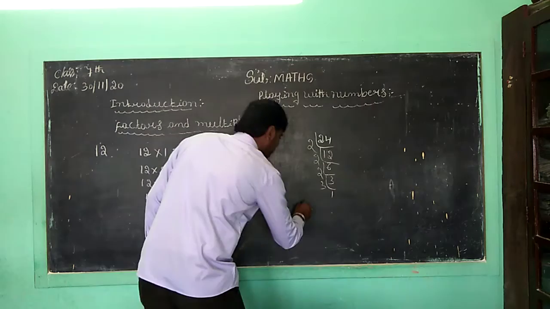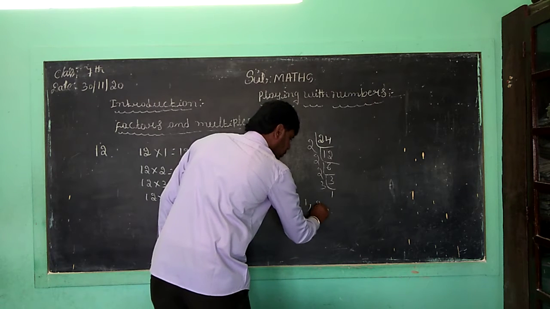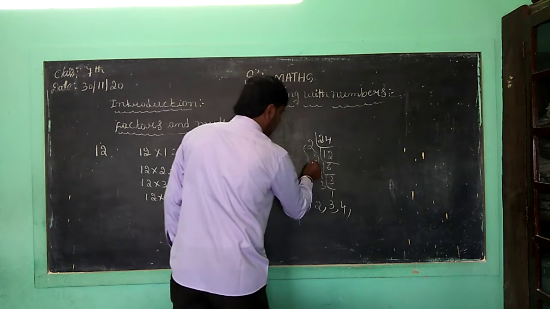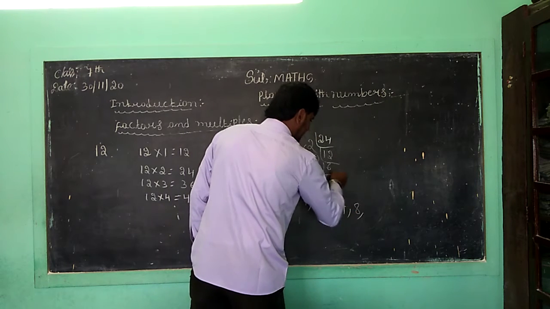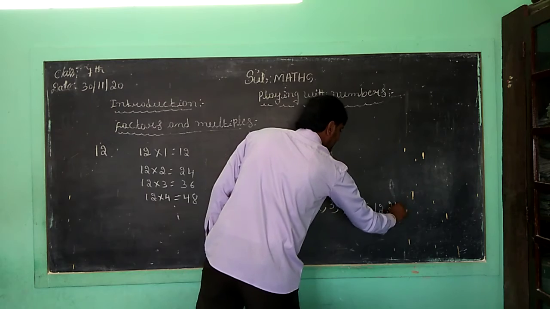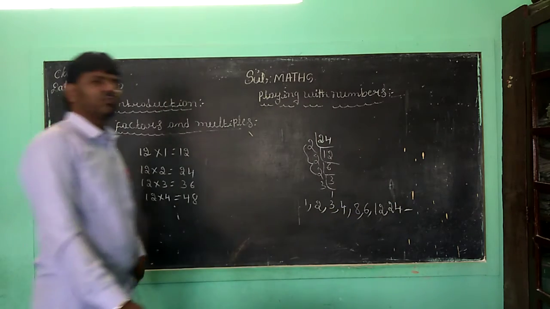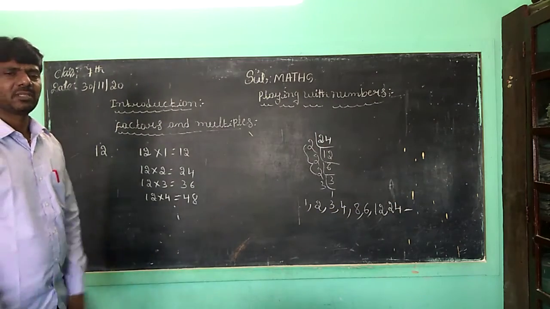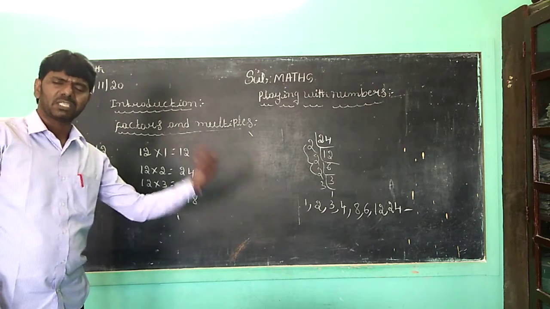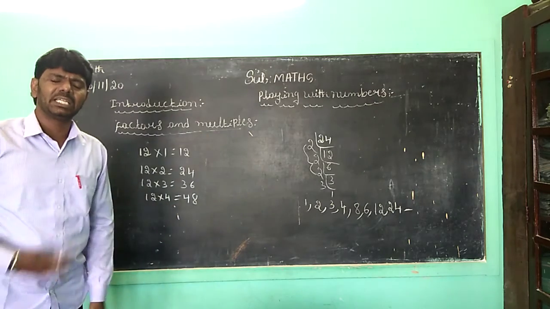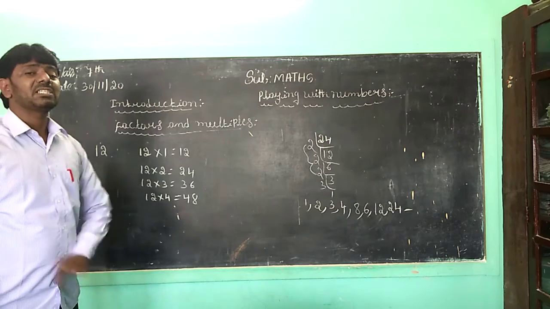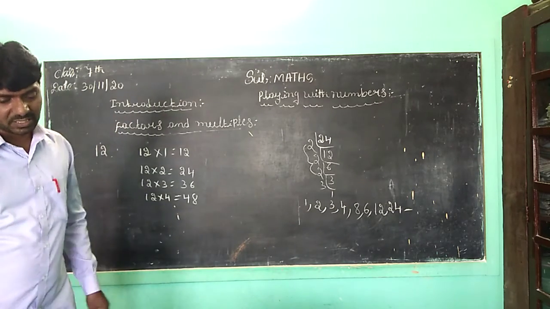So children, factors of 24 are 1, 2, 3, 4, 6, 8, 12 and 24. These are the factors of 24. They are limited. And multiples of 24 means 24 times 1, 24 times 2, 24 times 3, and it never ends. Numbers never end, that's why multiples never end. It is infinite. Correct, children?